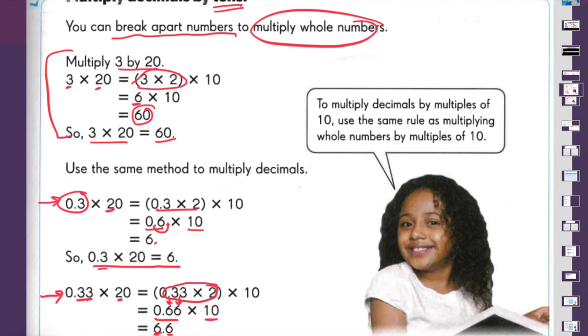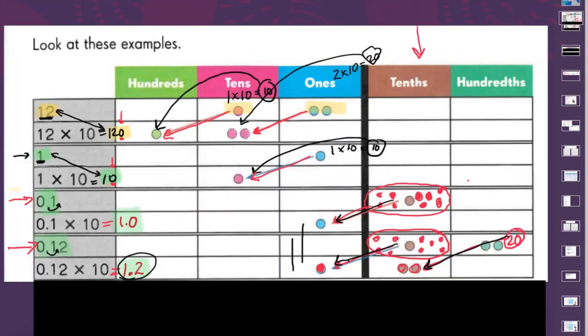So 6.6, or if we look at that movement of the decimal point, when we multiply by 10, it moves one place value to the right, giving us 6.6, or 6 and 6 tenths.